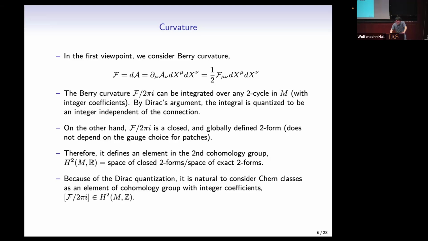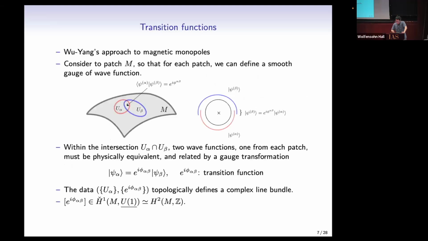So this way we can classify parameterized families of quantum states. Oh yeah, by the way, if you have a question, please interrupt. So here's a second perspective, which should be equivalent to the first perspective, but it looks different. So in the physics literature, this originates from Wu and Yang's approach to quantum mechanics in the presence of a magnetic monopole.